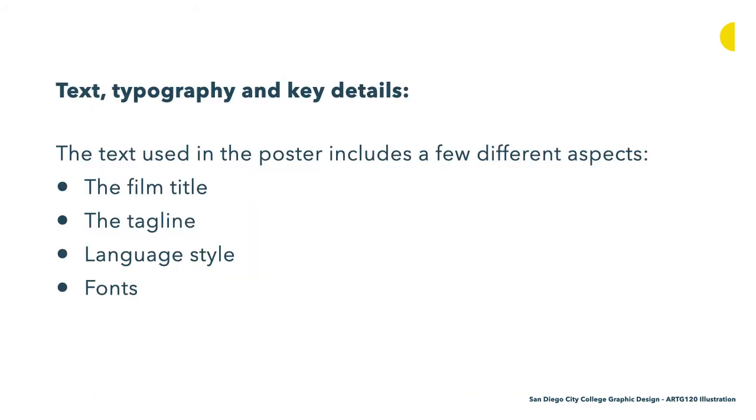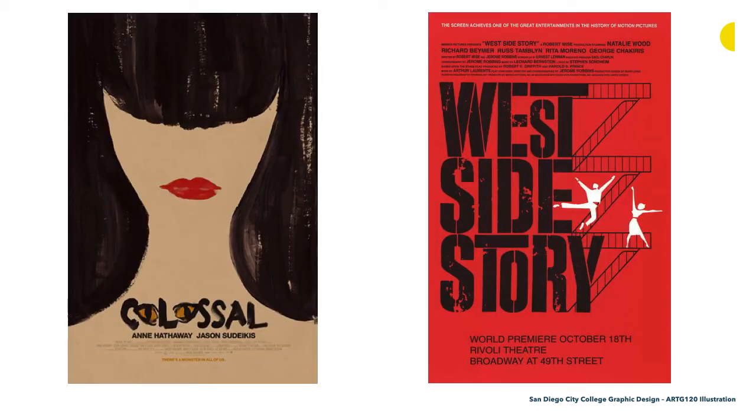So the text on your poster is also very important to consider, even in your early sketch phases. The text used in the poster includes a few different aspects. It's going to be your film title, the tagline, the language style, as well as the fonts that you are going to use for this.